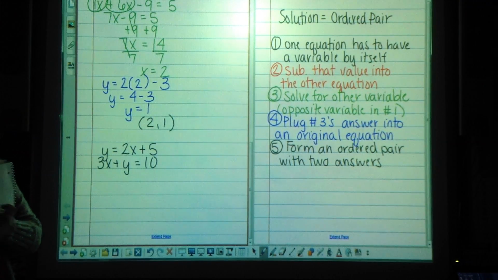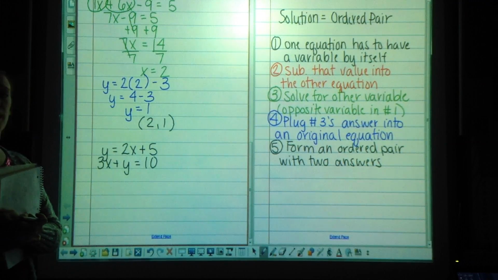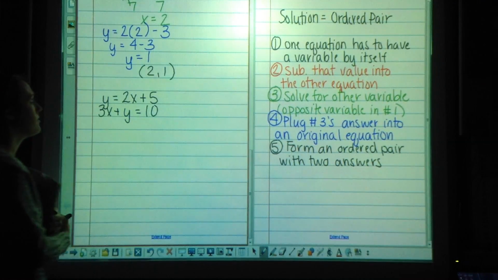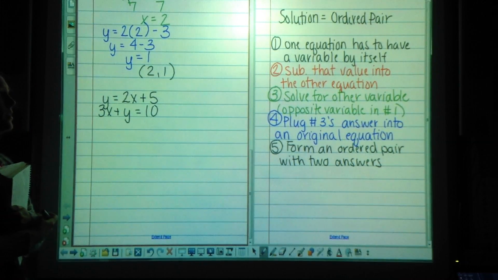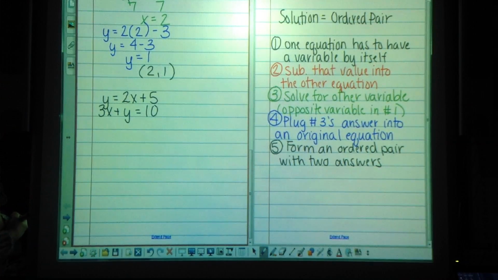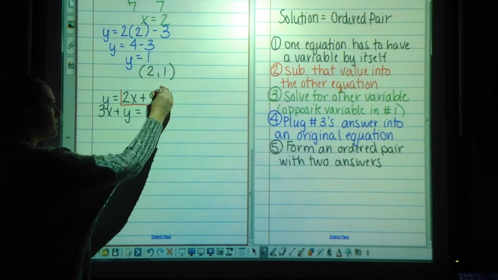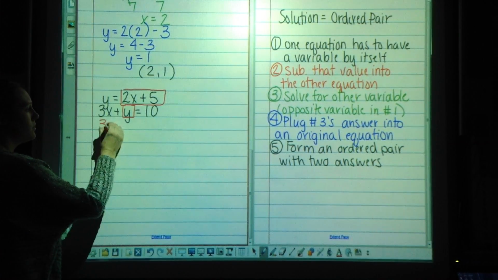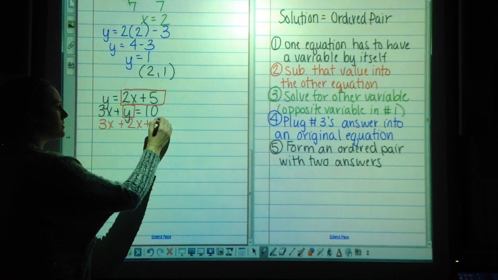Okay, this takes a lot of patience, so don't get frustrated. The only way to learn this is to try, make mistakes, learn from your mistakes, try again. Okay? Have lots of patience. You can do it. Step 1, one equation has to have a variable by itself. This equation has a variable by itself. Step 2, substitute that value into the other equation. This value needs to be substituted in for y. This time, this is not being multiplied by anything, so I don't need a set of parentheses.